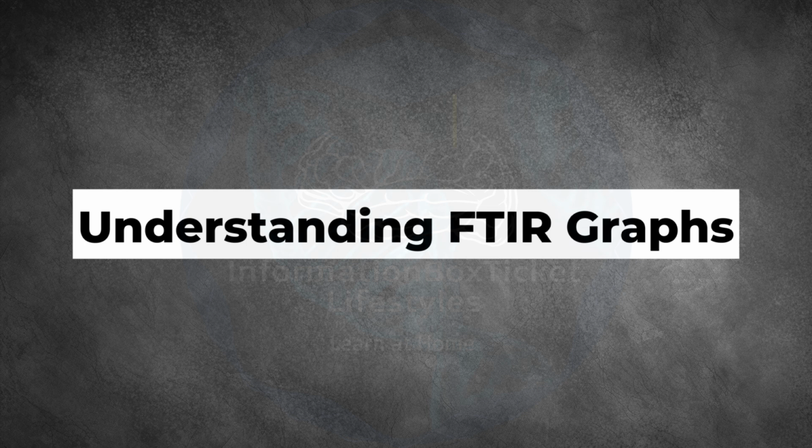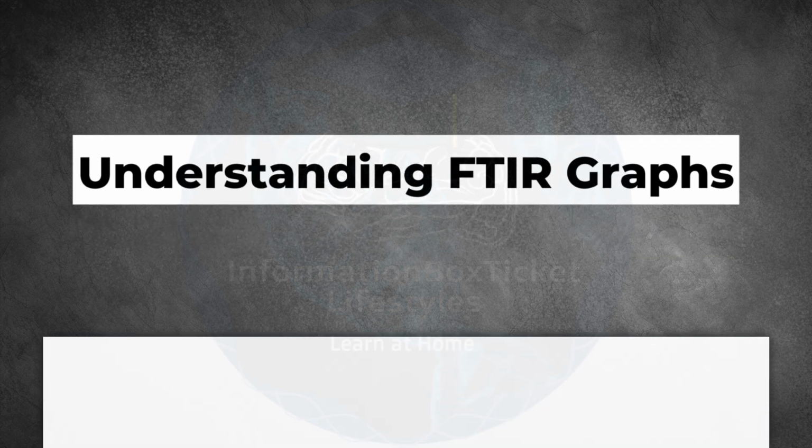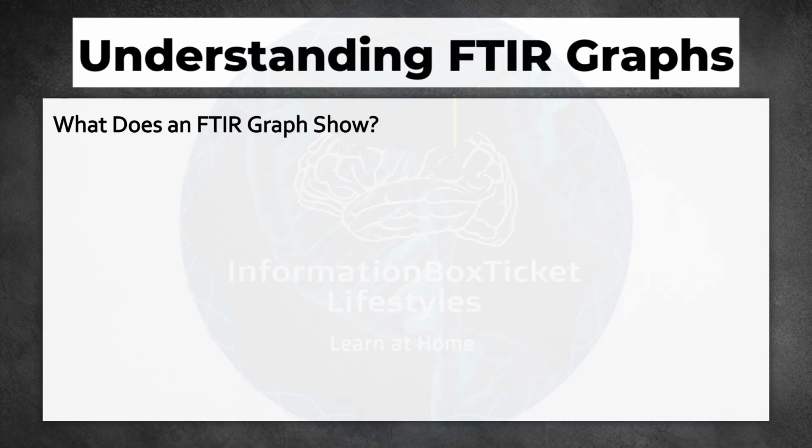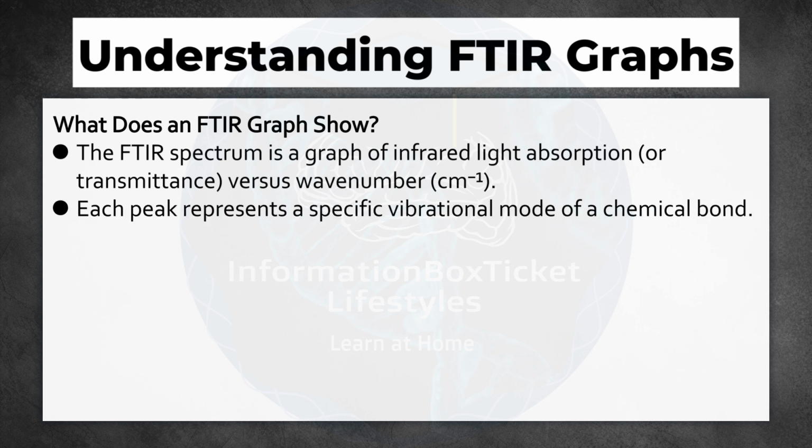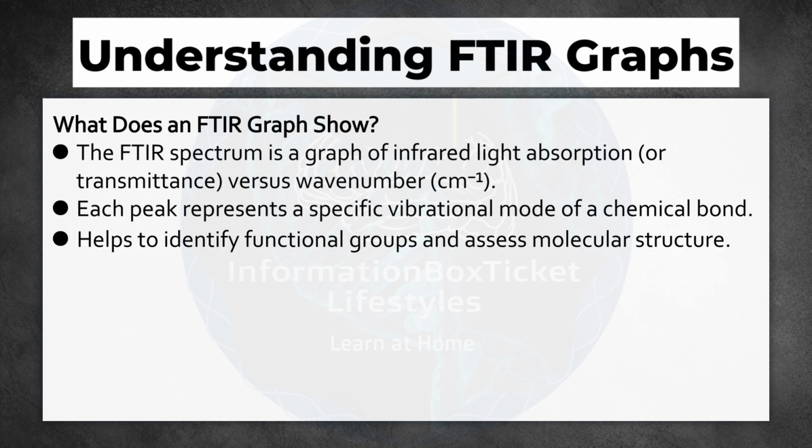Understanding FTIR graphs. What does an FTIR graph show? The FTIR spectrum is a graph of infrared light absorption, or transmittance, versus wave number per centimeter. Each peak represents a specific vibrational mode of a chemical bond, helps to identify functional groups, and assess molecular structure.